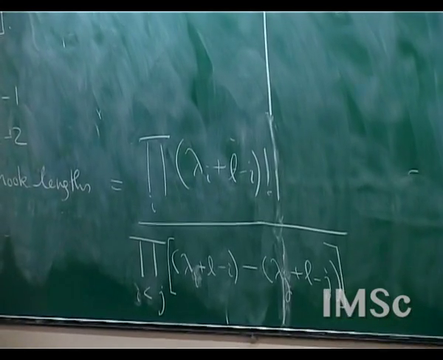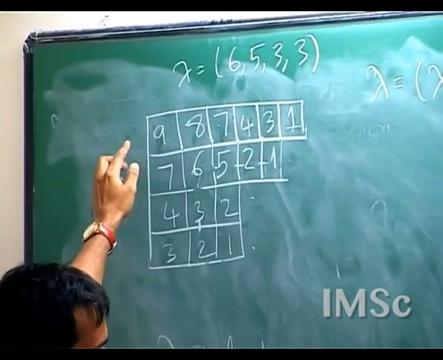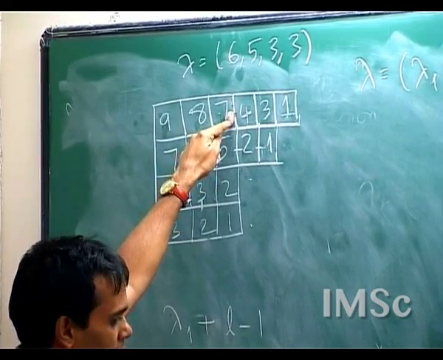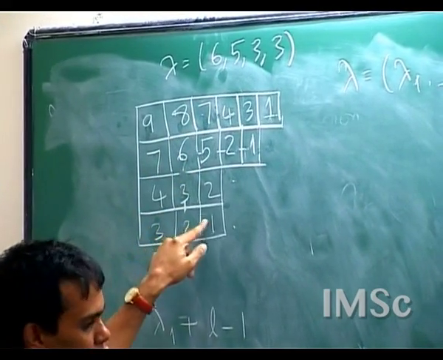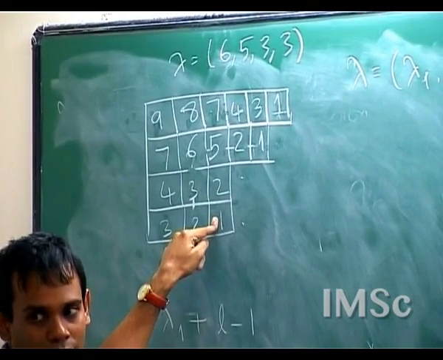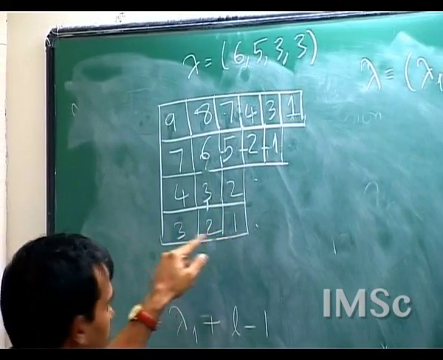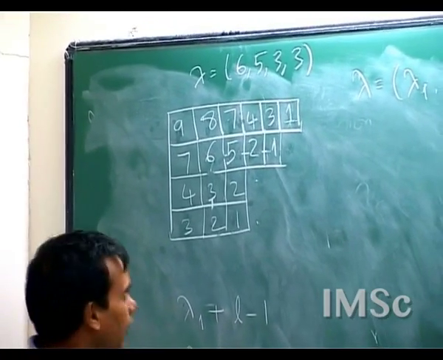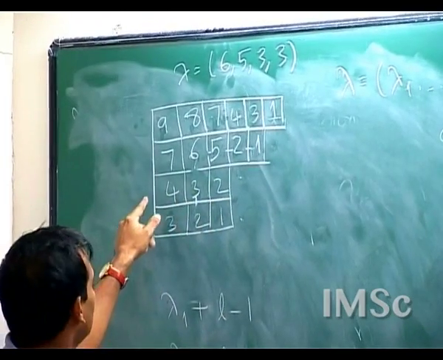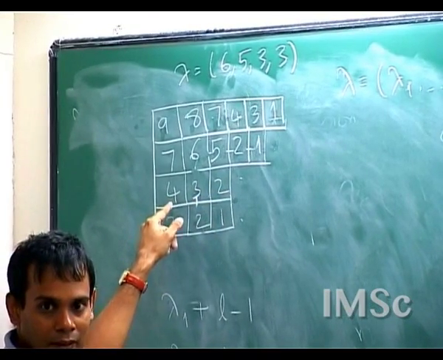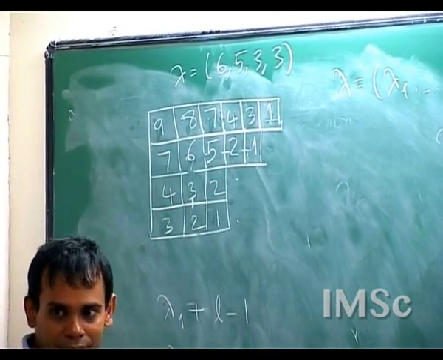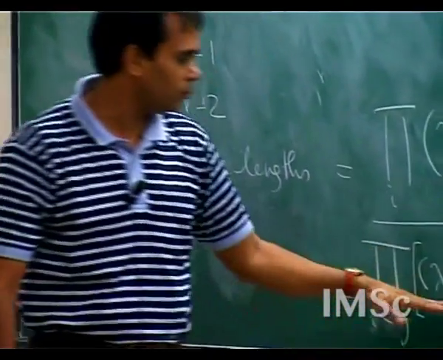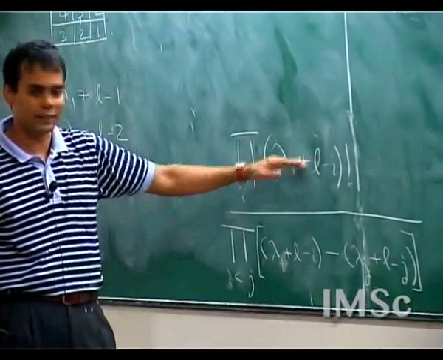Okay, so you're starting with lambda_1 plus L minus 1, and the first number that gets skipped here is lambda_4 plus L minus 4, because lambda_4 is 3. And then the next number also gets skipped, lambda_3, which is also 3, plus L minus 5. So those two numbers get skipped. These are the numbers which get skipped, which come in the denominator, and these are the factorials.